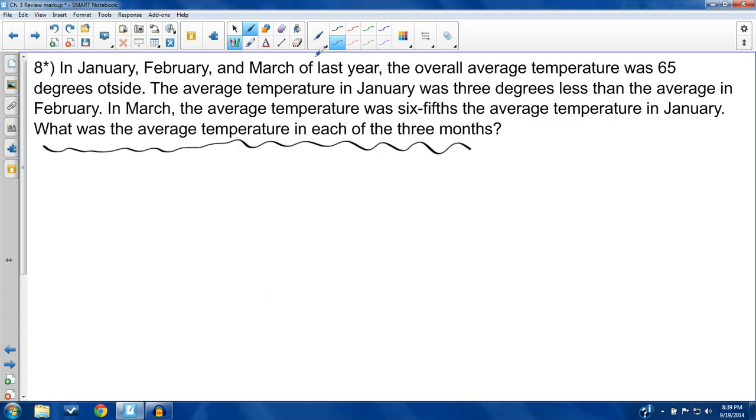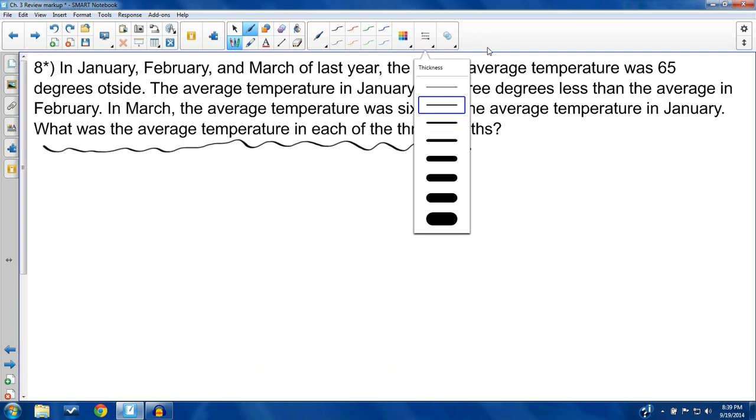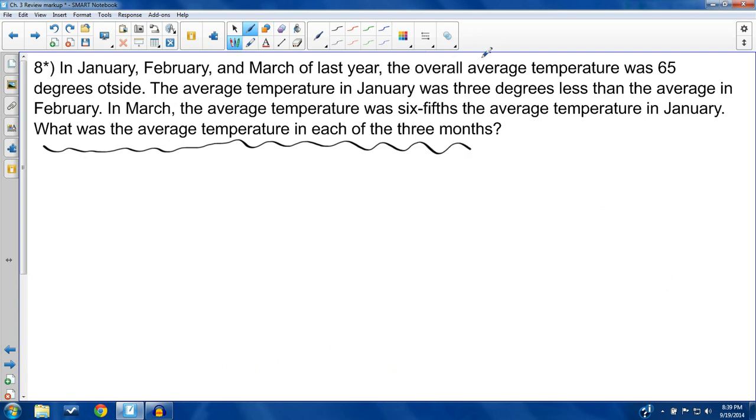Okay, final one before the bonus extra credit problem, which I haven't looked at, really. I know it's 4 equations and 4 unknowns, so I'm kind of scared. In January, February, and March of last year, the overall average temperature was 65 degrees outside. The average temperature in January was 3 degrees less than the average in February. In March, the average temperature was 6/5. Ooh, a fraction. What was the average temperature in each of the months?